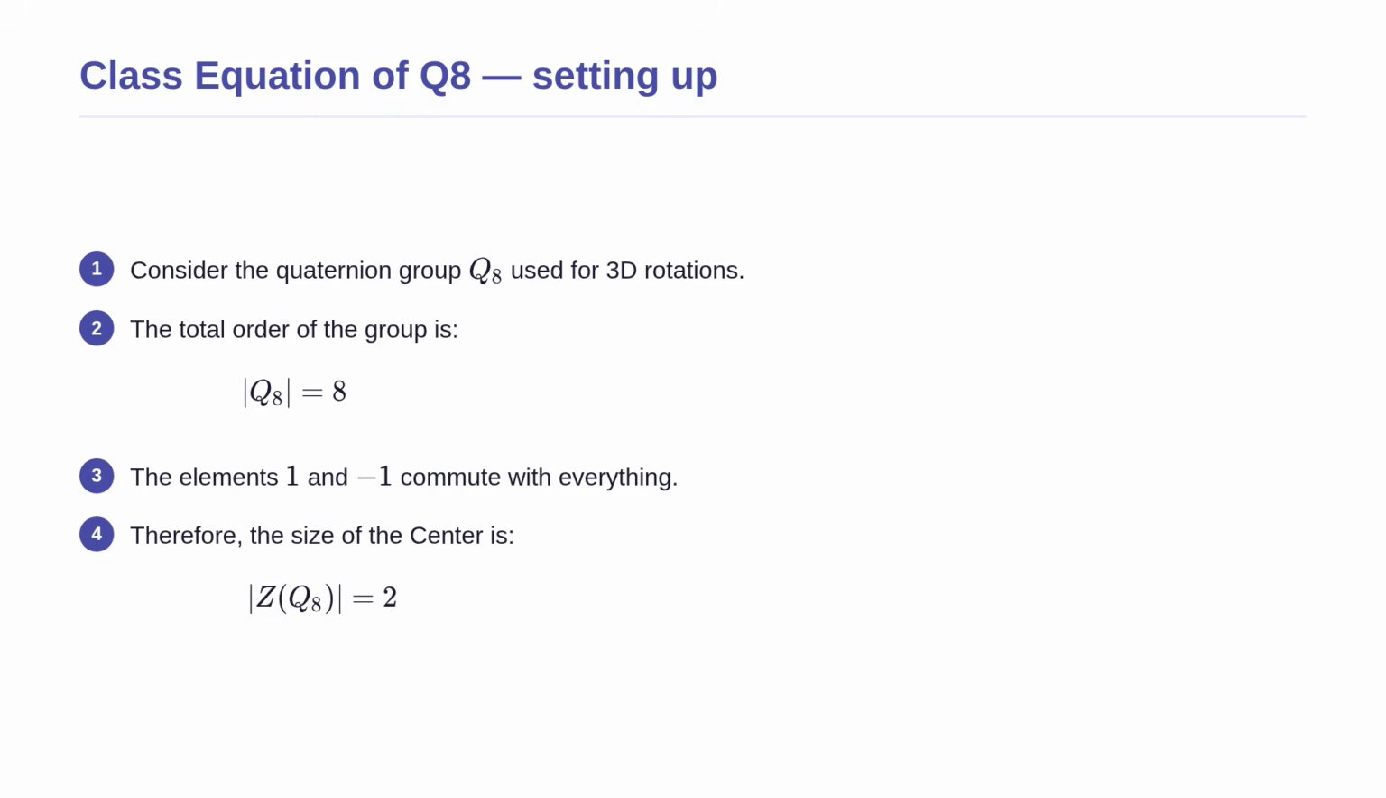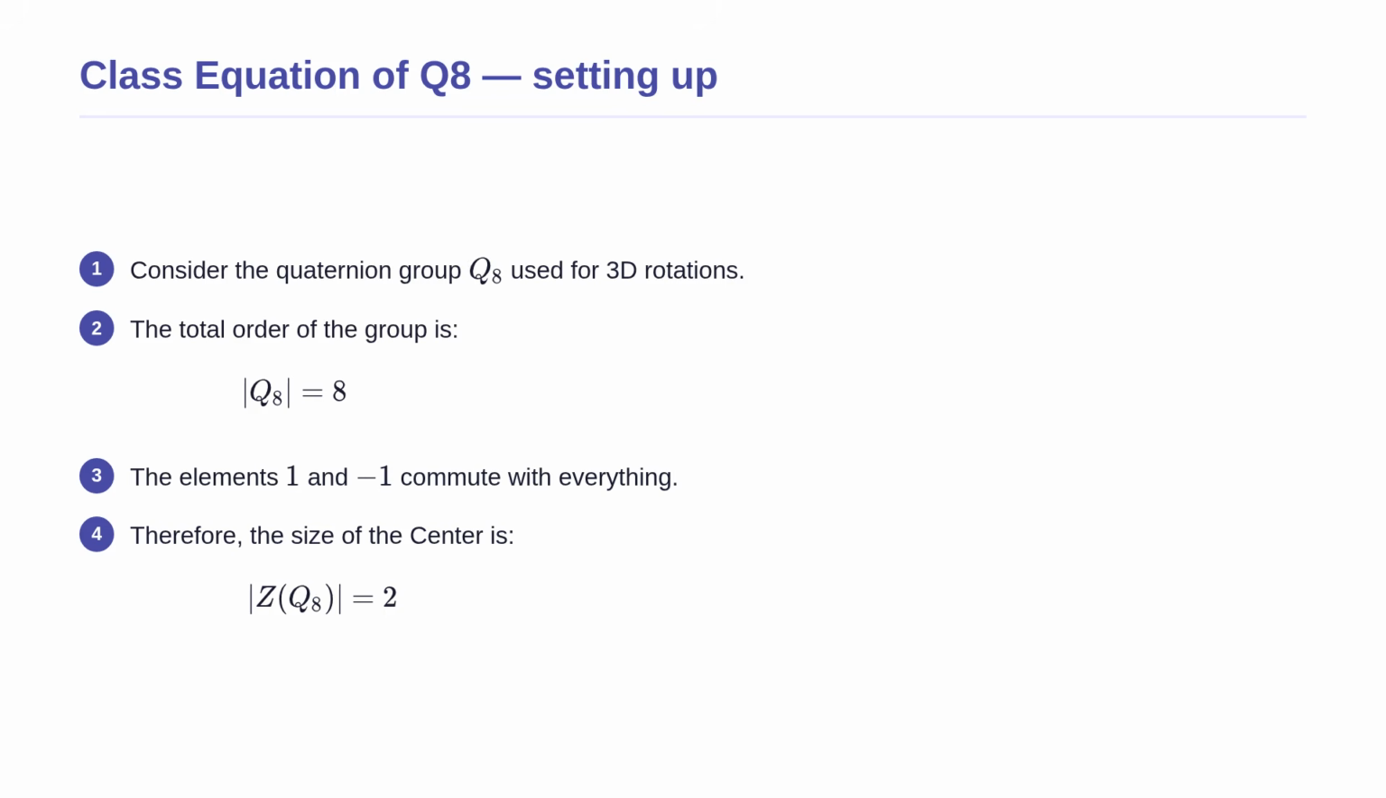Before we move on, let us see this with another important example, the quaternion group Q8. This group is often used in physics to represent 3-dimensional rotations. It has exactly 8 elements: 1, minus 1, i, minus i, j, minus j, k, and minus k.